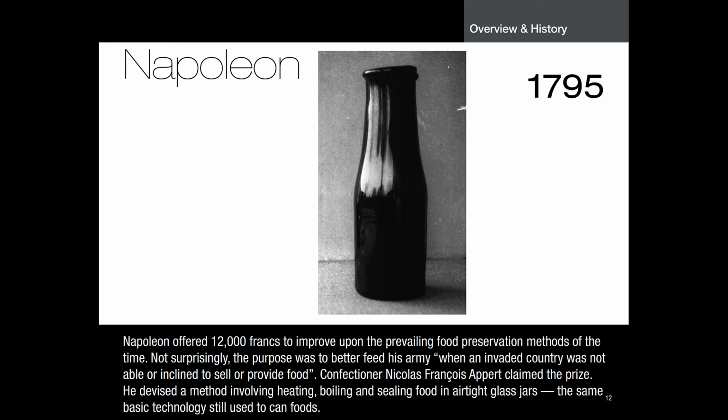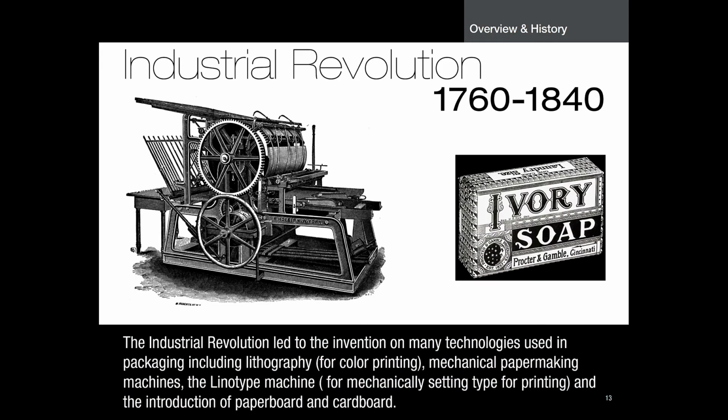He offered 12,000 francs for anyone who could come up with a method for preserving food in containers and being able to ship it. And this was the winner of the prize. It was a method for heating, boiling, and sealing food into airtight glass jars, in this case sealed with wax. It's essentially the same process we use today. Obviously, our packaging looks primarily different than this, but this idea of pre-cooking food and preserving it in airtight containers is something that we owe to Napoleon.